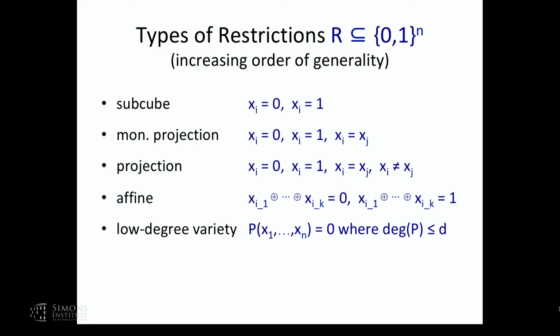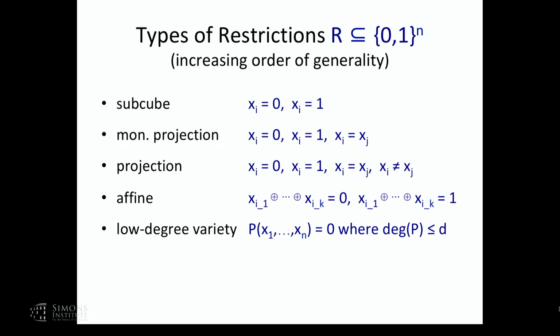Now there are different types of restrictions that one can consider and that are used for proving lower bounds. Here, I'm denoting them by the kind of constraints which correspond. So subcubes, you're just fixing coordinates to 0 or 1. A more general kind of restriction would be a monotone projection where, in addition, you're identifying variables. You can think of this more traditionally as a projection, identifying all of the variables in a given equivalence class with a new variable.